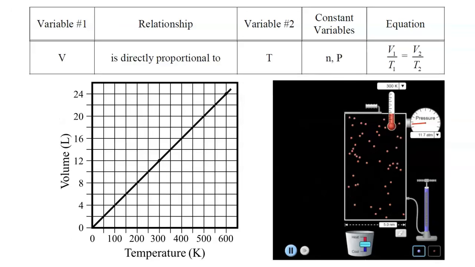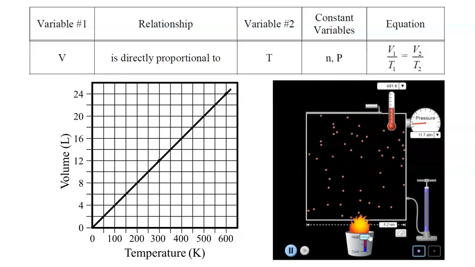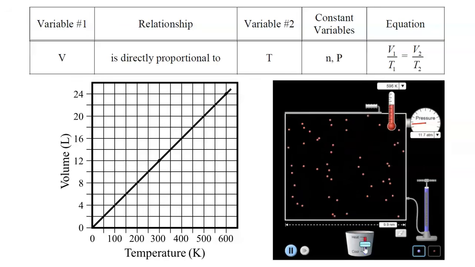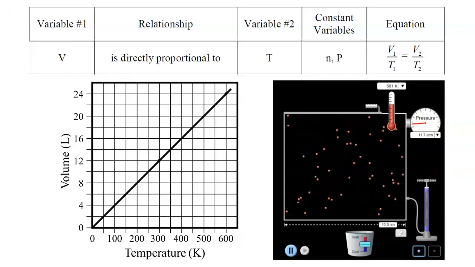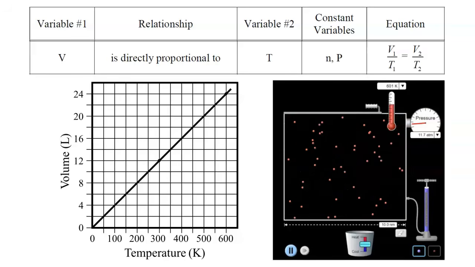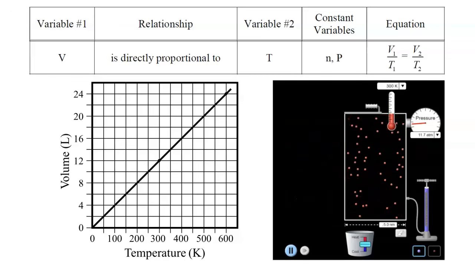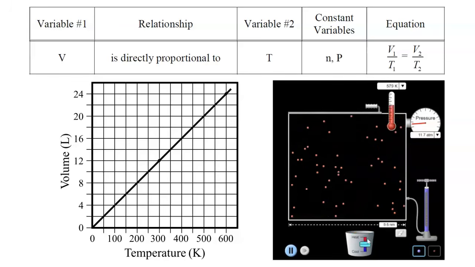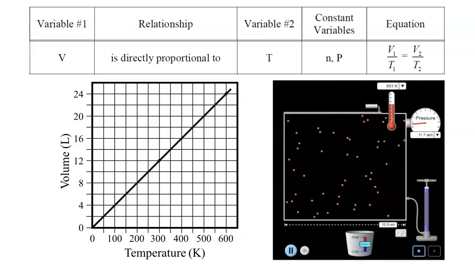And our last relationship here is between volume and temperature. Again, another direct relationship. So what I'm doing in the PhET simulation is I'm heating the gas sample from an initial temperature of 300 Kelvin to a final temperature of 600 Kelvin. And as a result, the volume of the gas sample is also doubled. So the variables that are not changing are the number of moles, or the number of gas particles, and the pressure. So when the absolute temperature of the gas sample is doubled, the volume of the gas sample is also doubled.